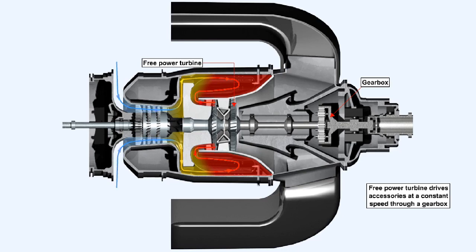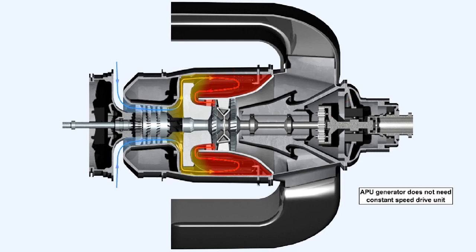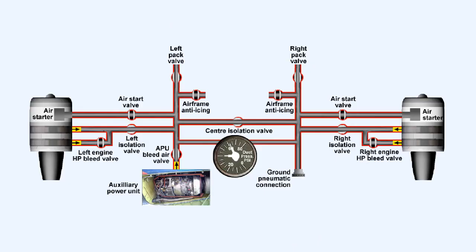The free turbine, which is designed to run at a constant speed, drives the accessories via a gearbox. The fact that the free turbine runs at a constant speed ensures that the auxiliary power unit's generator maintains a constant frequency without the need for an additional constant speed drive unit. Some aircraft use air bled from the auxiliary power unit's compressor to power the aircraft's pneumatic system, but it's also common for the free turbine to drive a separate load compressor to supply bleed air.